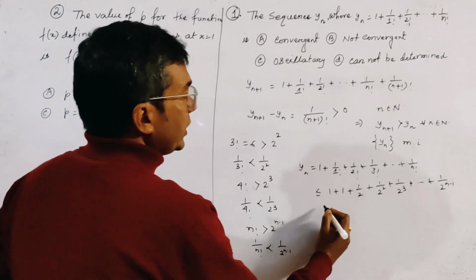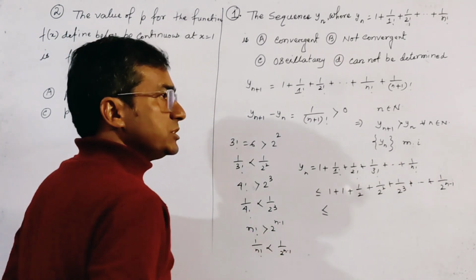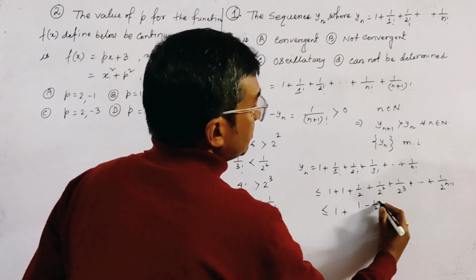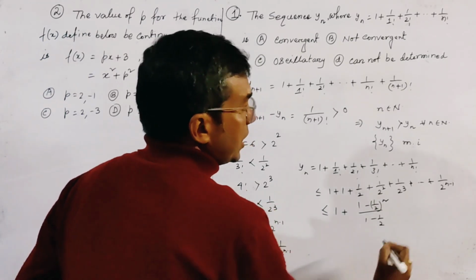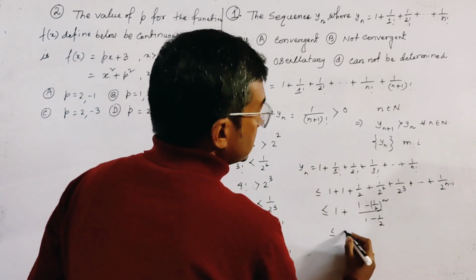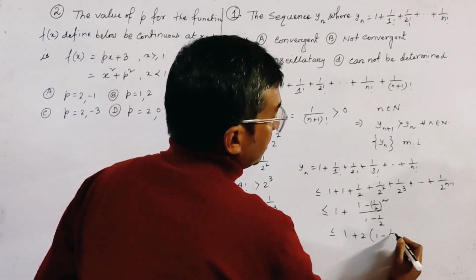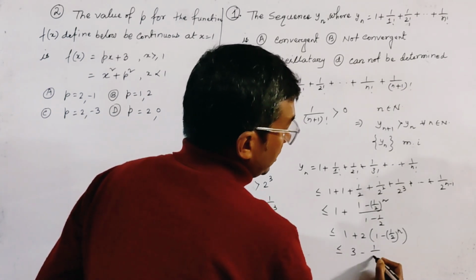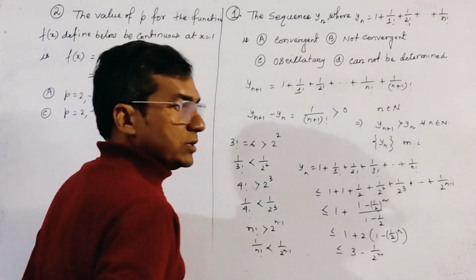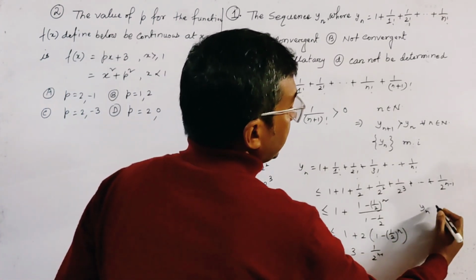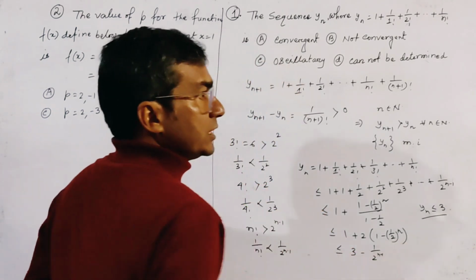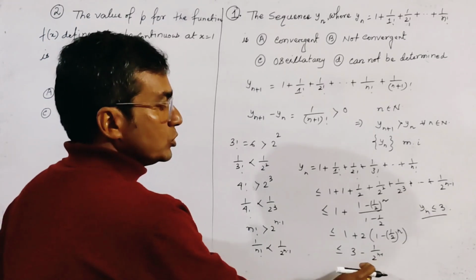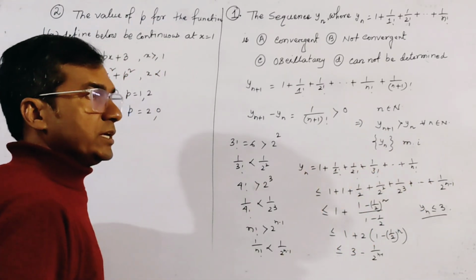Now we add this series. This is a GP series, and we find the sum of this series is 1 minus half to the power n by 1 minus half. So this is less than or equal to 1 plus 2 into 1 minus half to the power n, and this is 3 minus 1 by 2 to the power n minus 1. So we write yn less than or equal to 3. Clear? Because if we take n tends to infinity, then this term tends to 0. So we write yn less than or equal to 3.